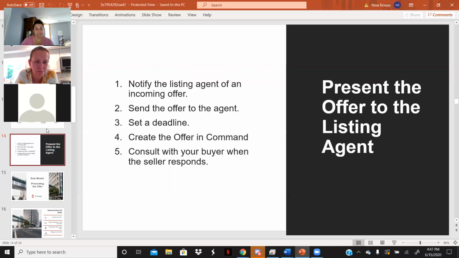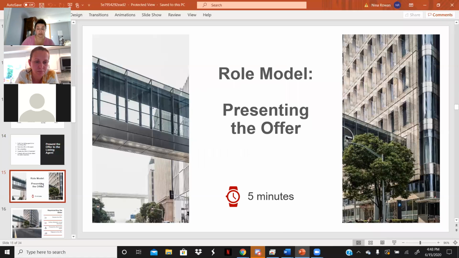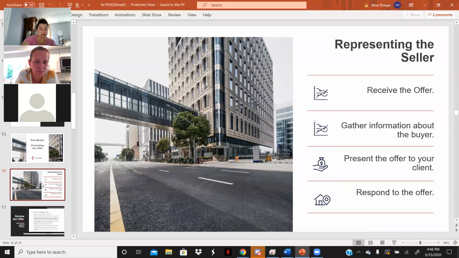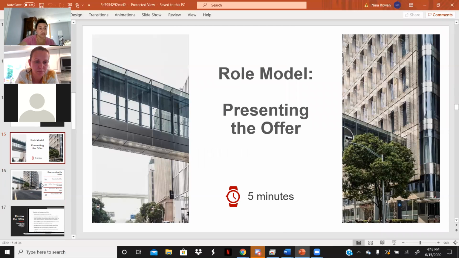Okay. So this is where we turn the table, and now I'm the seller. On the seller side, I'm going to present the offer to my client. What does that look like? Miss Daniela, you should tell us what that looks like with your multiple offer situation. How did that feel? Oh, boy. It's a little overwhelming.